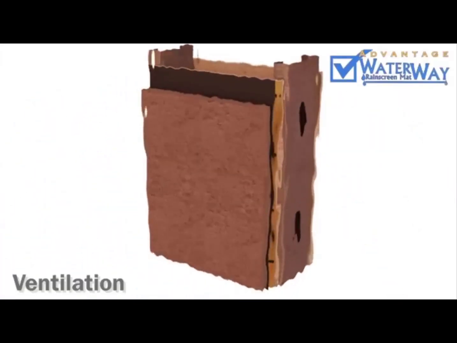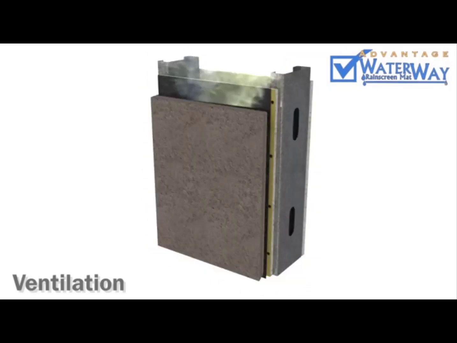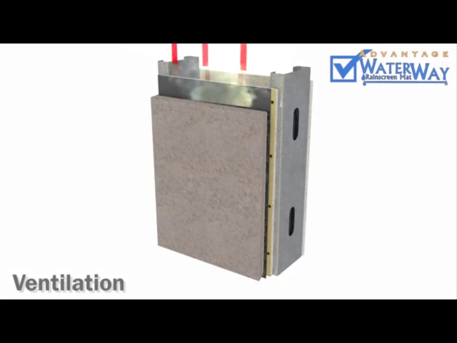Our RAINSCREENs also provide continuous ventilation by convection or stack effect. As the wall heats up, warm moist air rises and escapes out the top, while cool dry air is introduced at the bottom. This cyclic ventilation dissipates moisture, keeping your building dry.